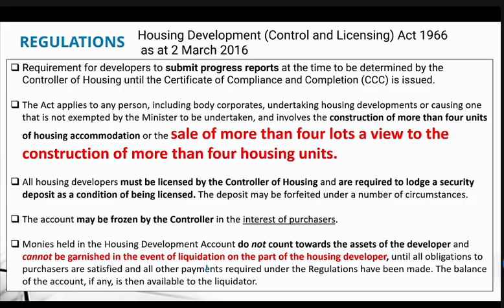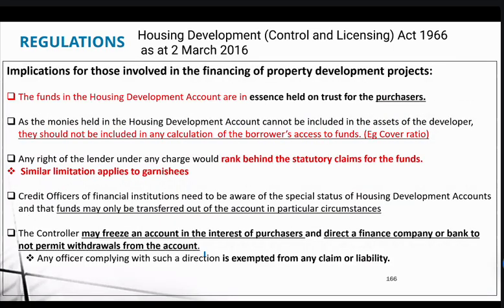And money held under the housing development account doesn't count towards the developer's assets and cannot be garnished. All obligations will be under the house buyers' account. Be very careful, especially when the funds are held in trust for the purchasers, and the money held in the housing development account cannot be included in the developer's assets. It doesn't matter if there's a charge or garnishee, it will still rank behind the statutory claims for the funds, and the controller may freeze the account.